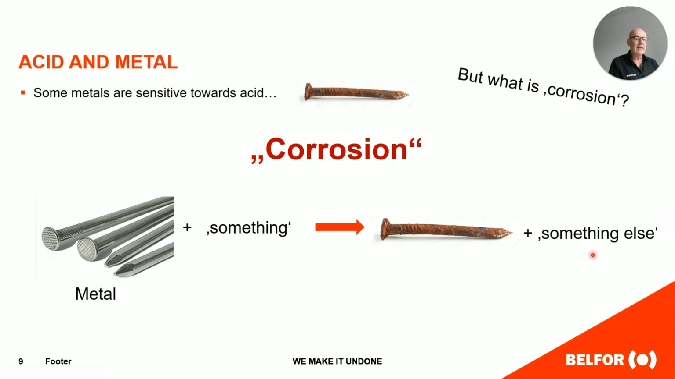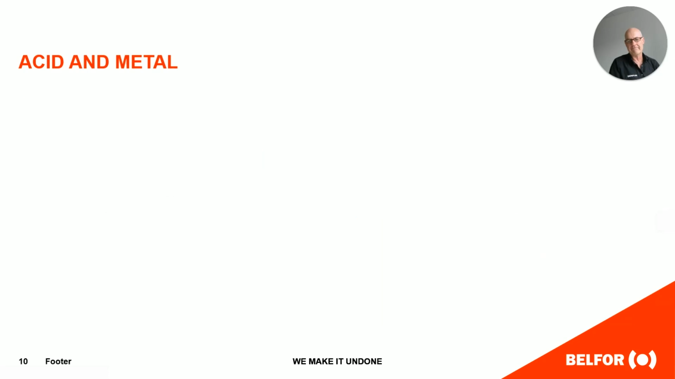creating another substance. To make it simple, I call it simply something else. A couple of substances. Well, now we have a short view of what this something and this something else might be and where they come from. And then we must have a look whether it could be critical or not.